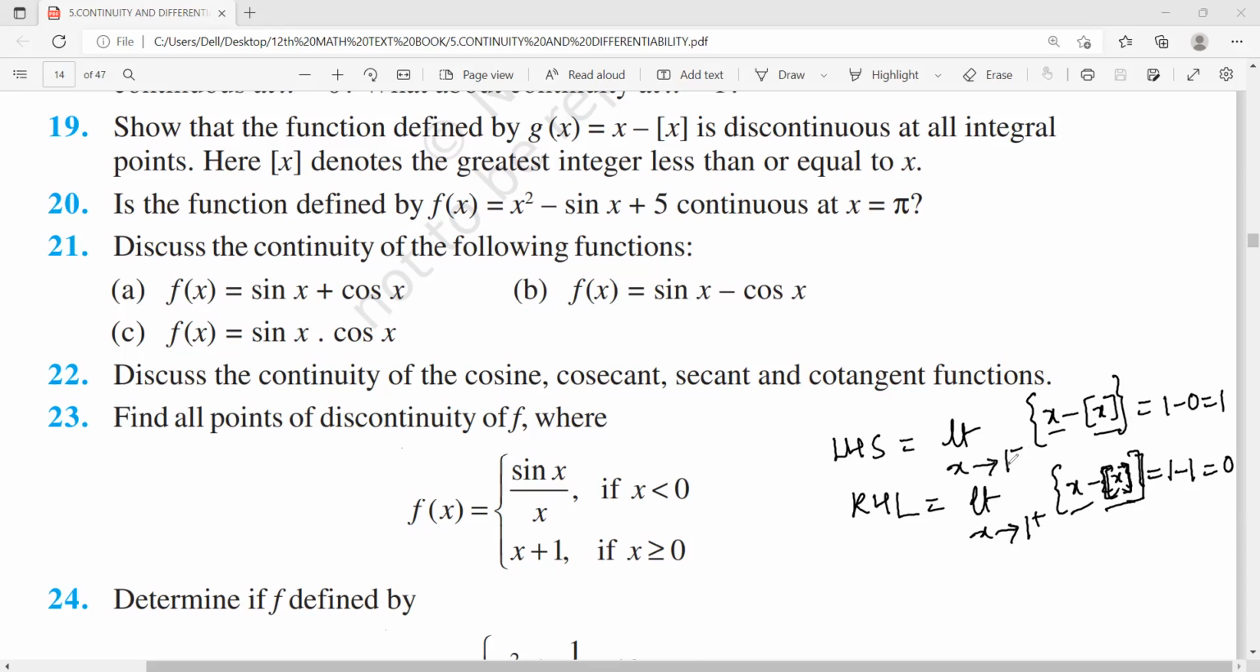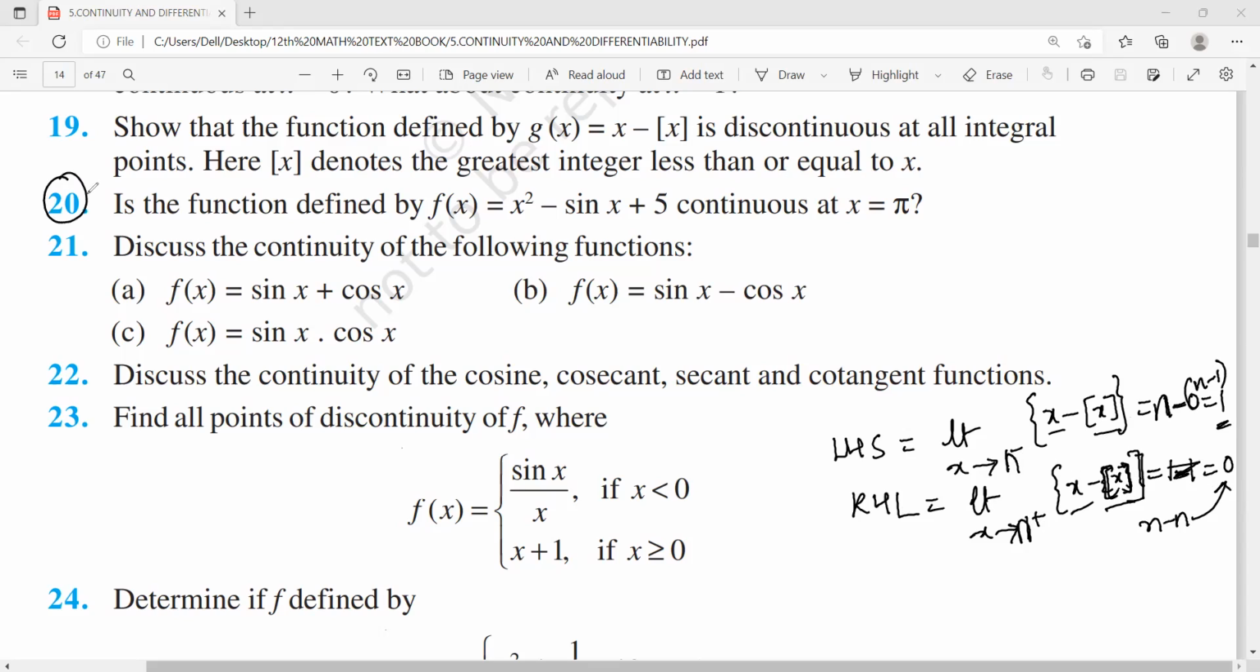But what we have to discuss is n minus n. You write n minus 1. This is n minus n minus 1, it's always 1. Here this becomes minus n, this is 0 always. So therefore, it is discontinuous at all integral points. Here the bracket denotes the greatest integer.